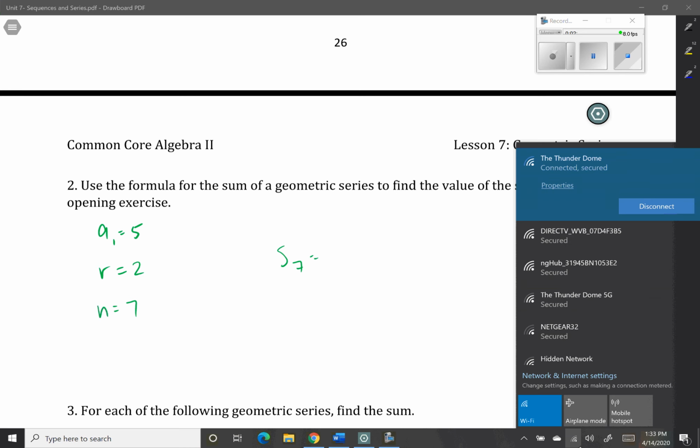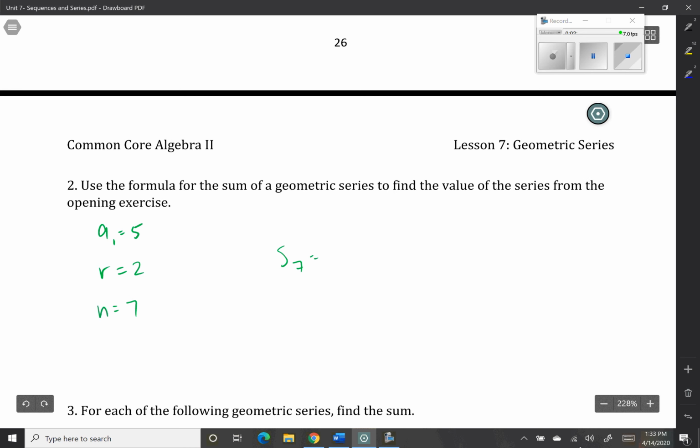So if you plug this in to this new equation, I can say the first term minus the first term times the common ratio to the number of terms, divided by 1 minus the common ratio. Now, if you type that into your calculator, I would use the fraction button: 5 minus 5 times 2 to the 7th power, all divided by 1 minus 2. You get the same answer, 635.